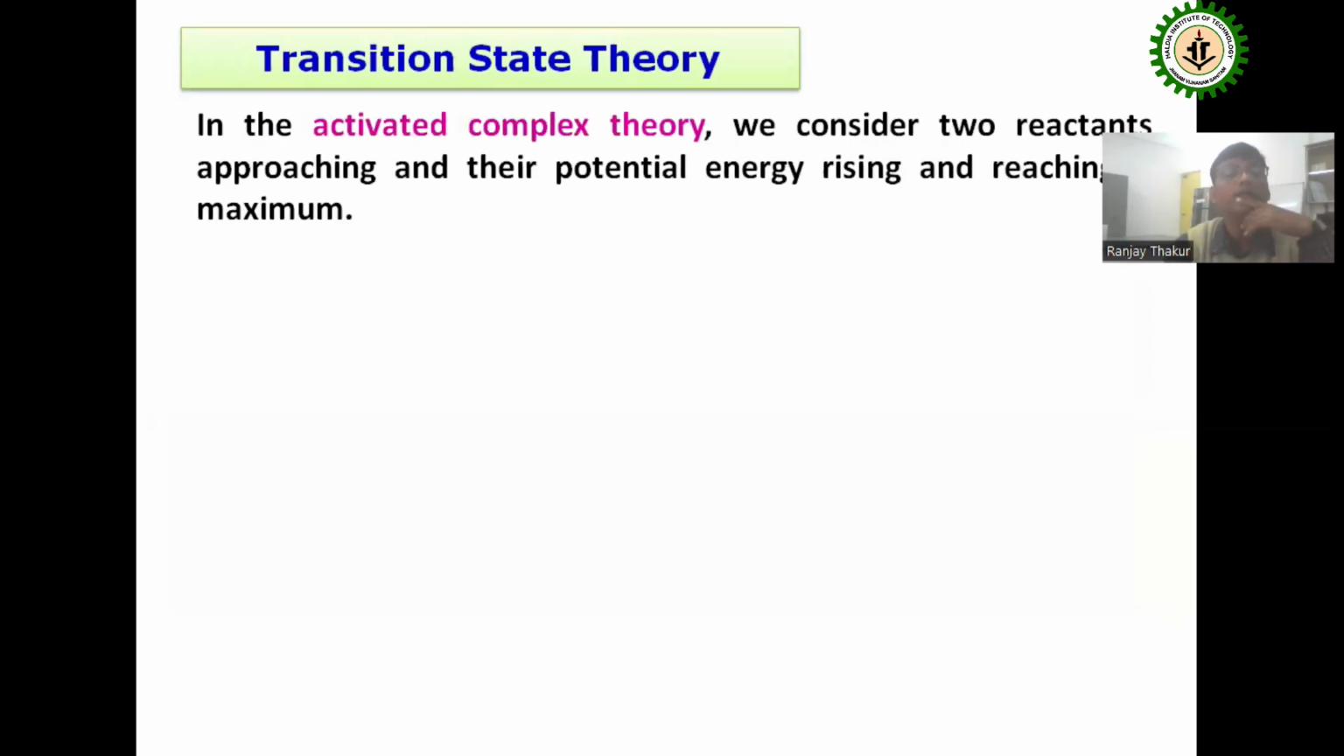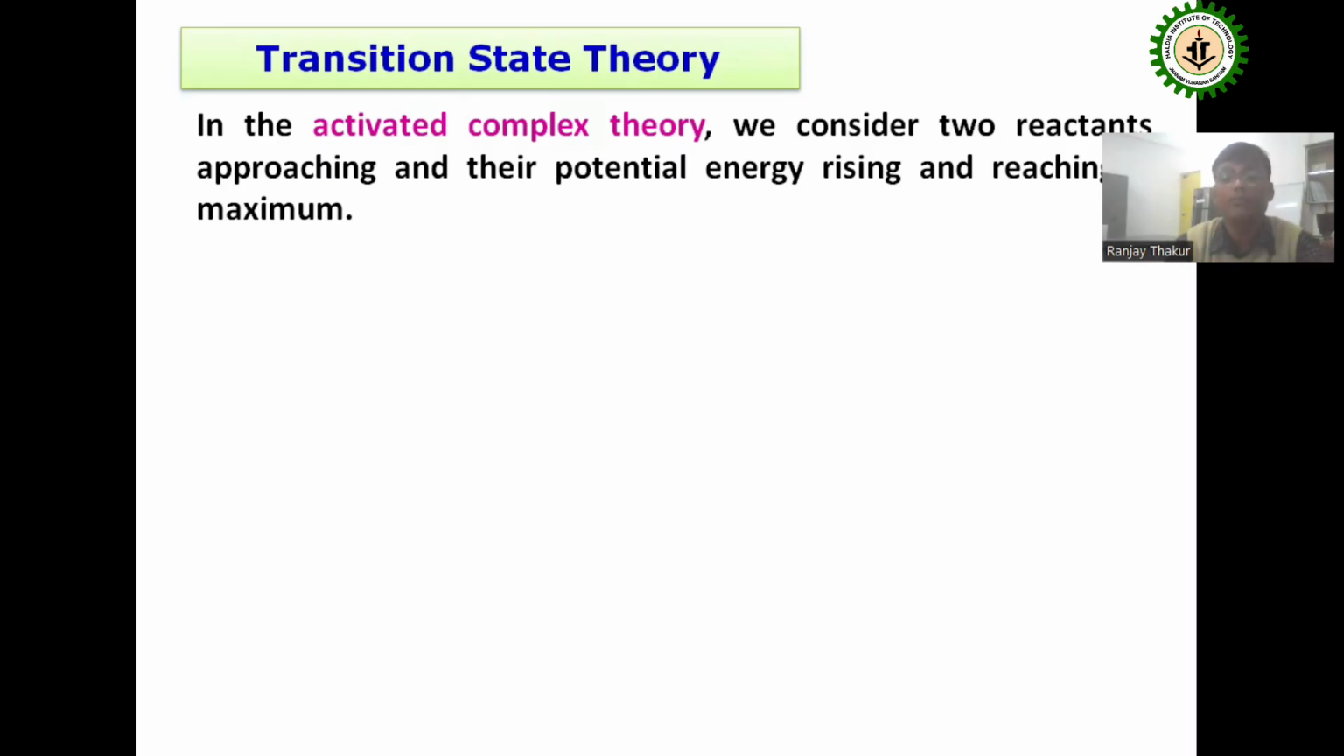Now, the second theory. Actually both are interrelated. On the basis of the collision theory concept, this transition state theory is given, and it says that in the activated complex theory, activated complex means that when reactants take part in a reaction, they first form a complex. And when that complex forms, it reaches up to the threshold energy level. That is called the activated complex.